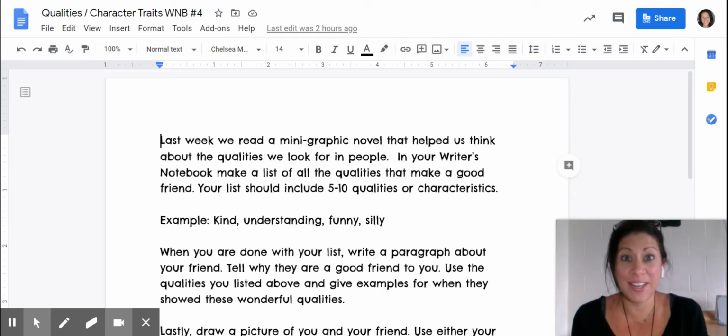We talked about how a good friend is supportive, trustworthy, helpful. So those are just some examples of words that you would use to describe a good friend. When you're done with your list, I want you to review it, look it over. And when you're done, you're going to write a paragraph about your friend.